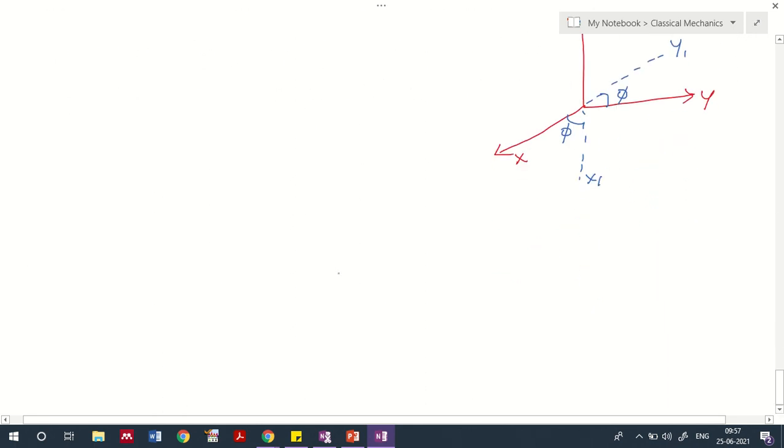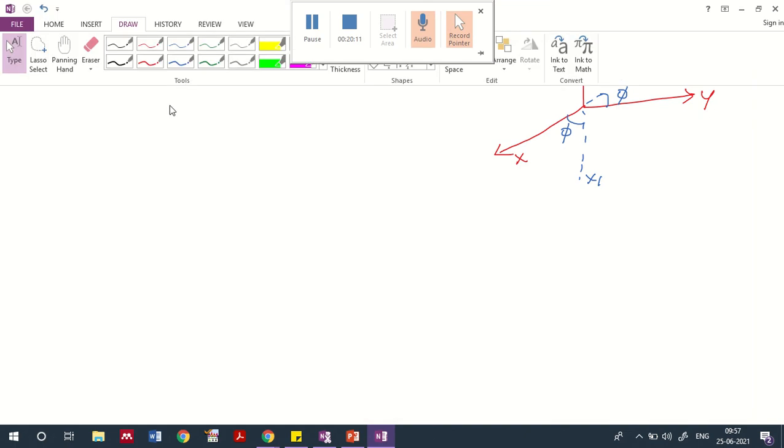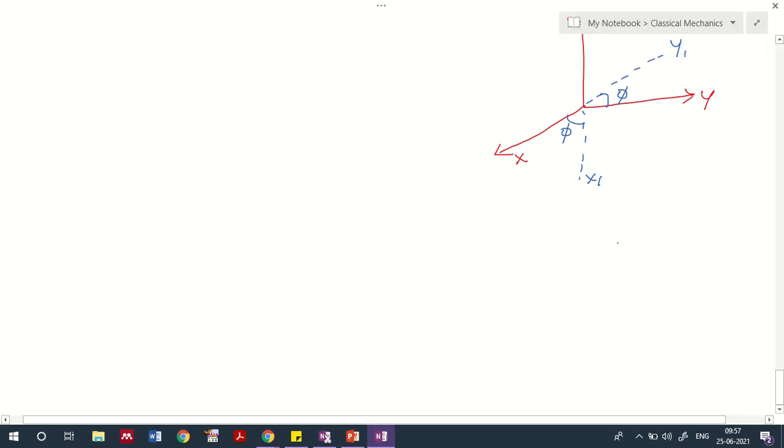Now if you expand this x and y, I'm just taking only x and y over here. Let me just take a pen. I'll take the xy axes around here.